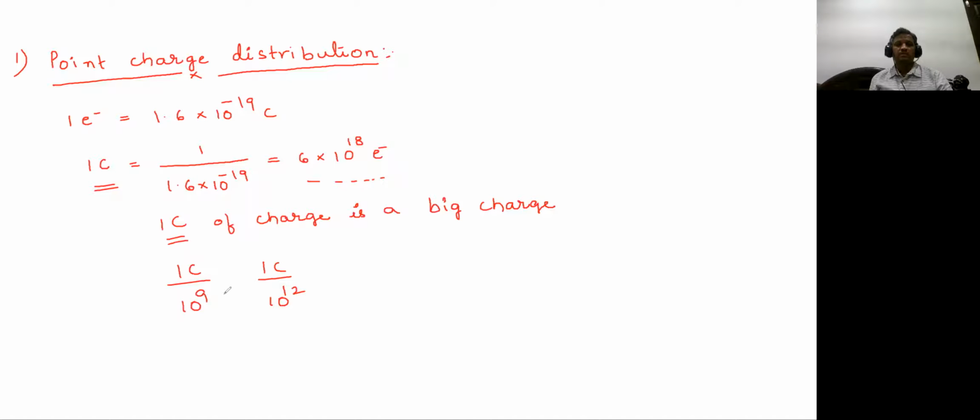1 coulomb by 10 power 9 is nothing but 10 power minus 9 coulombs, or 1 coulomb by 10 power 12 is nothing but 10 power minus 12 coulombs. That means 1 nano coulomb or 1 pico coulomb, or even 10 power minus 15 coulombs, or 10 power minus 18 coulombs. These are called point charges. Point charges mean a very small charge which is distributed on some metallic spherical conductor. So let us now define what a point charge is.